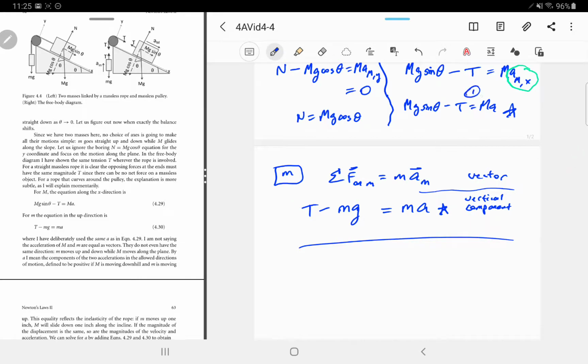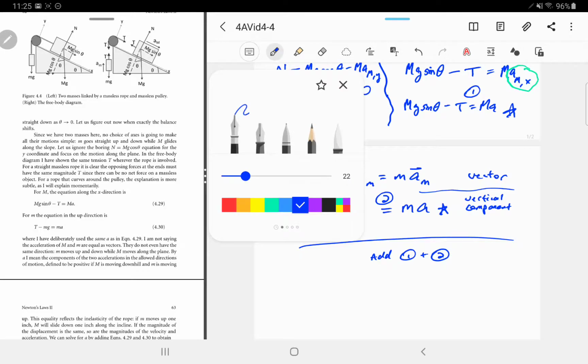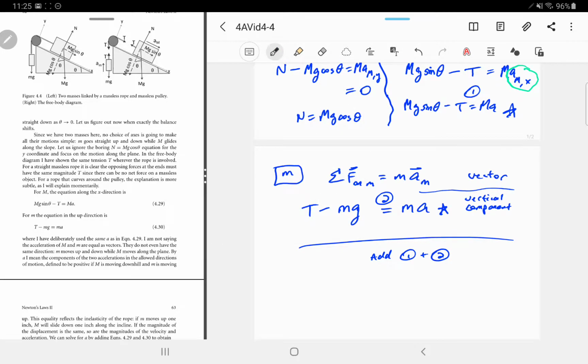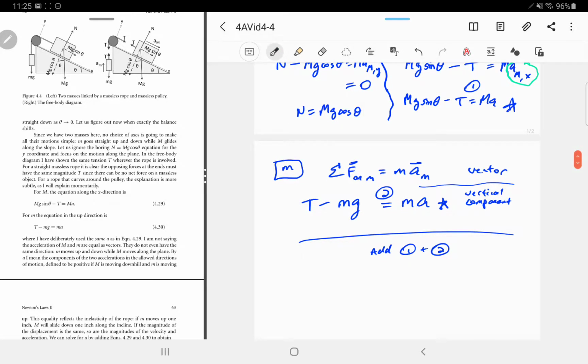We can take equation 1, and this is a really common technique, by the way. We're going to add equation 1 and equation 2. So what that means is we're going to add the left-hand sides together and add the right-hand sides together. And the reason we're going to do this is that we have two equations for two unknowns. So our two unknowns are T, the tension, and a, the acceleration.